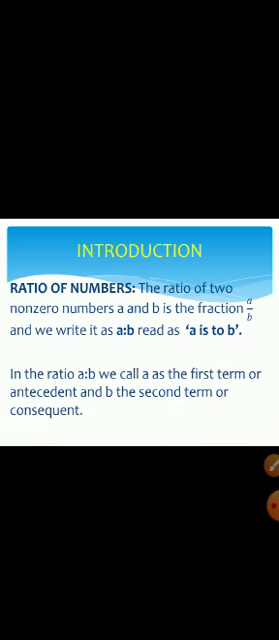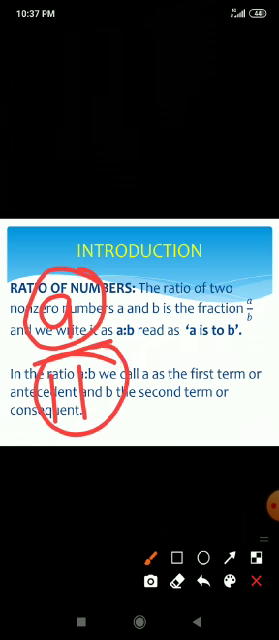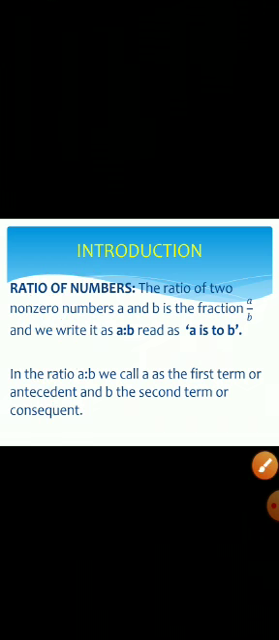The ratio of two non-zero numbers a and b is in the fraction form, that is a is to b, and we can write it as a:b and read it as a is to b. In the ratio a:b, we call a the first term or antecedent and b the second term or consequent. For example, suppose I have written 9 by 11. Here 9 is the antecedent and 11 is the consequent.